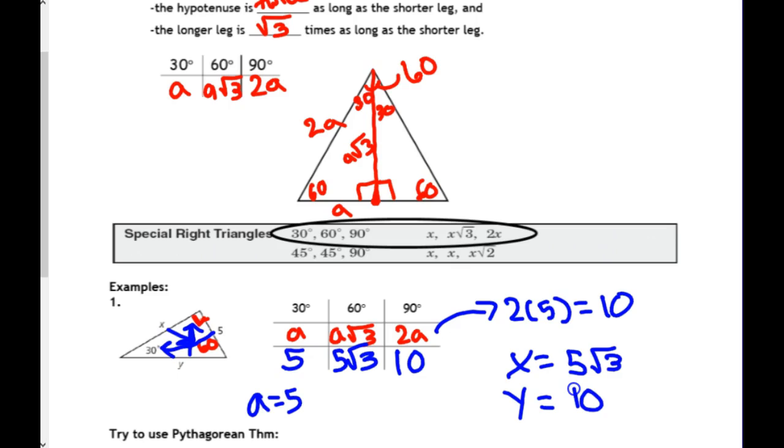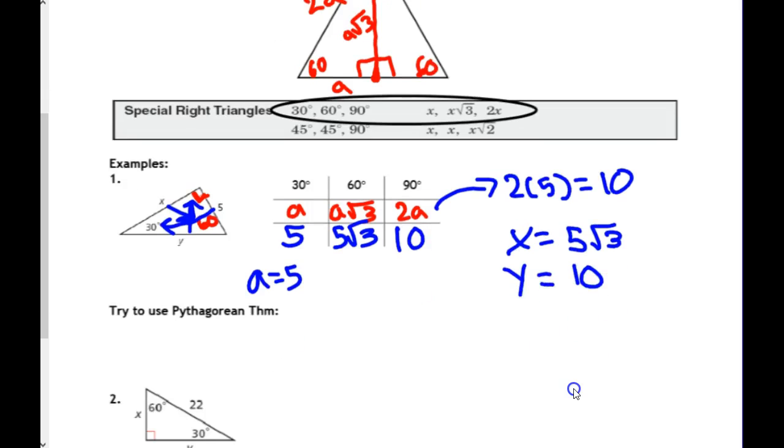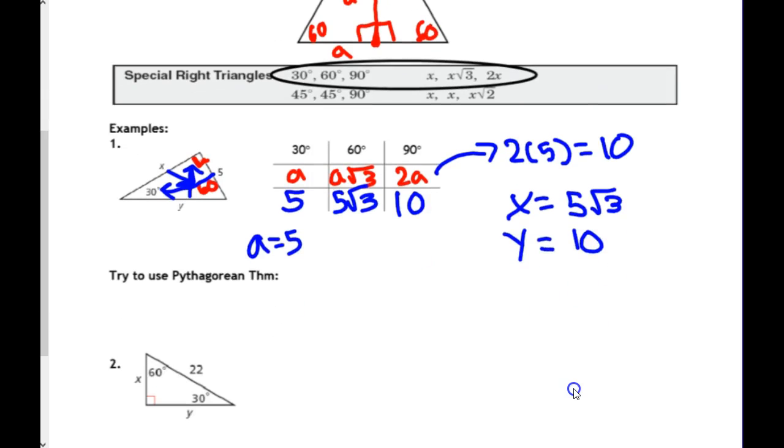So let's try number 2. We're going to skip trying to use the Pythagorean theorem. All right, so let's see what we remember. What do I always do first? Before we get to a chart, I need to know what kind of triangle it is. Is it 30, 60, 90? How do you know? Because it says 30, 60, and 90.